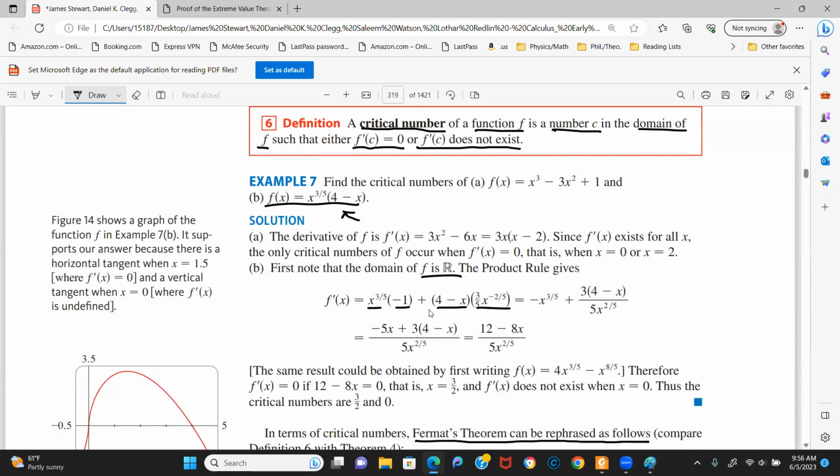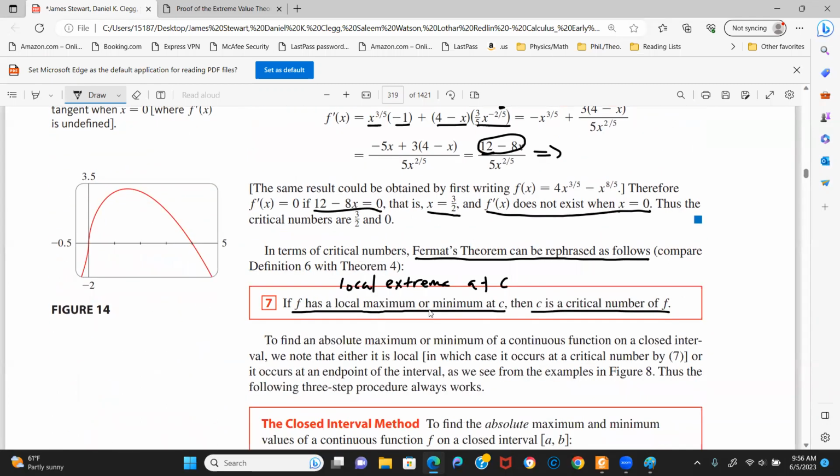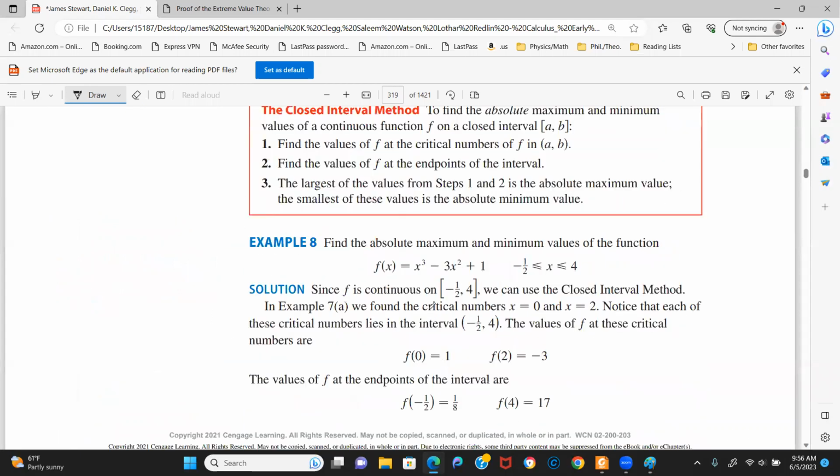And then they distribute this through. Okay, all right. I guess I just made an arithmetic error somewhere. All right, so then when you set this equal to 0, you set the numerator equal to 0, and you get this, and then you solve for it, you get 3/2, and the derivative doesn't exist when x is 0, which is what I had. So I don't know where I went wrong. But anyways, all right, so now let's look at example 8.